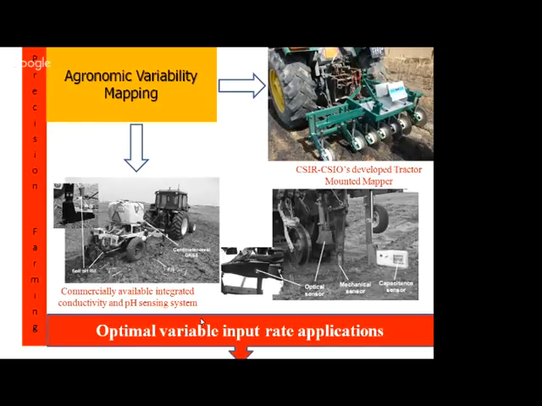These pictures you are seeing here are from developed countries. What you are seeing at the top of this is what we have developed at our CSIR lab for Indian fields. At the top you are seeing the embedded system that is attached here, and here are the electrodes. Through these precision farming technologies, you can apply the right inputs at the right amount, at the right time, at the right place, and using the right technology. That is what this optimal variable input rate application technology is.